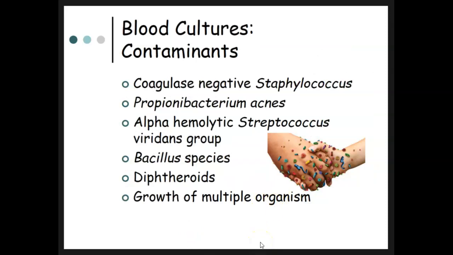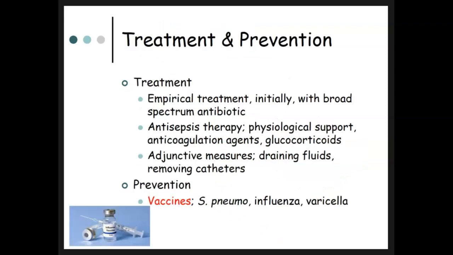But what about the contaminants? So the contaminants are most likely going to be coagulase-negative staph, Propionibacterium, alpha hemolytic strep. So remember, coagulase-negative staph and alpha hemolytic staph can also be pathogens. Bacillus species, diphtheroids, and then if you have more than one organism, it is most likely a contaminant.